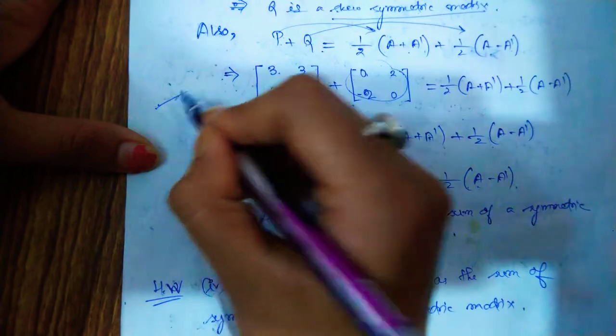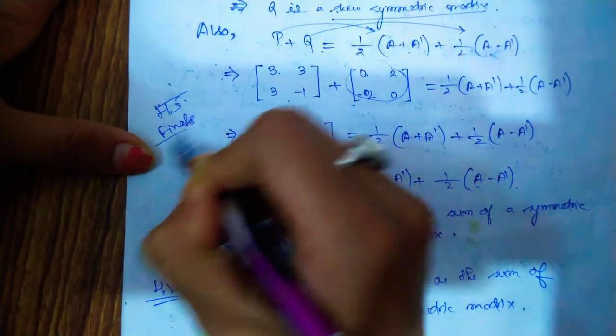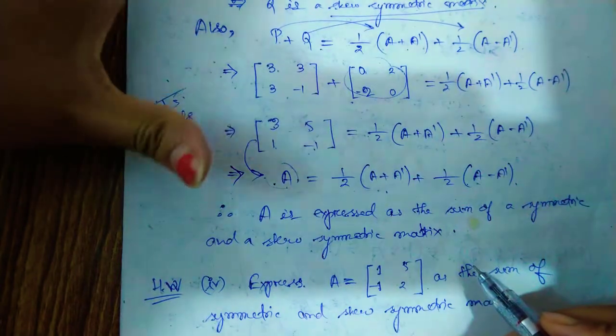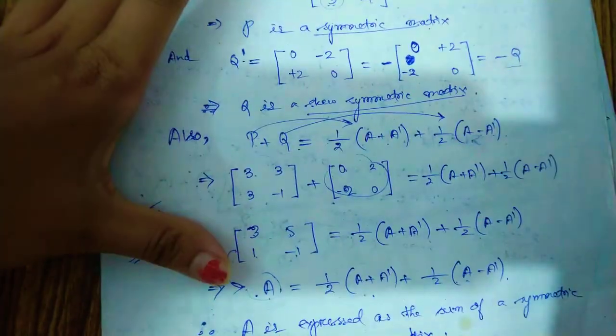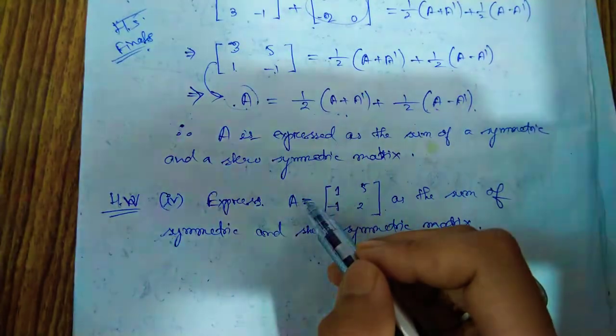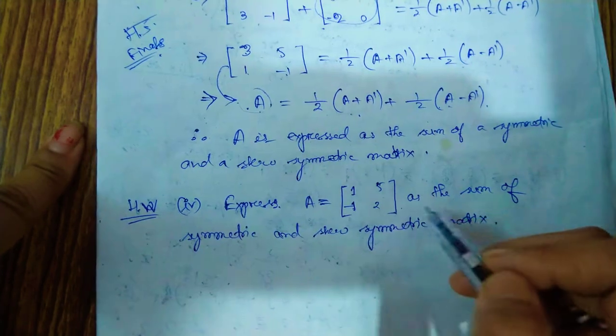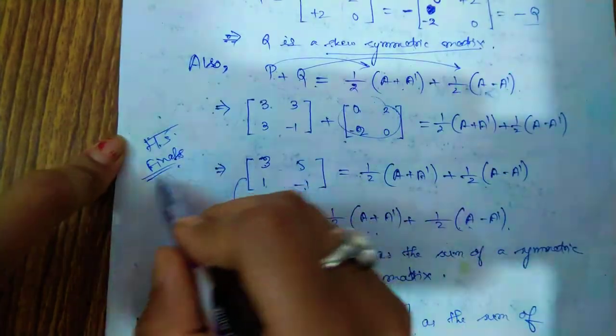This type of question comes in your higher secondary final exams. It's an important type of question, so you have to learn the procedure. You are given a matrix and you have to express it as the sum of a symmetric and a skew symmetric matrix. These are very common types of questions, so you must learn it.